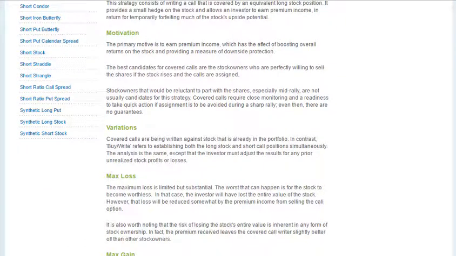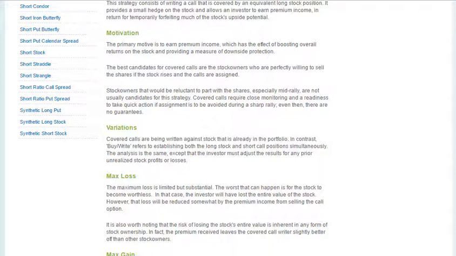What is the motivation? The prime motive is to earn premium income, which has the effect of boosting overall returns on the stock and providing a measure of downside protection. The best candidates for covered calls are stock owners who are perfectly willing to sell the shares if the stock rises and the calls are assigned. Stockholders who would be reluctant to part with the shares, especially mid-rally, are not usually candidates for this strategy.